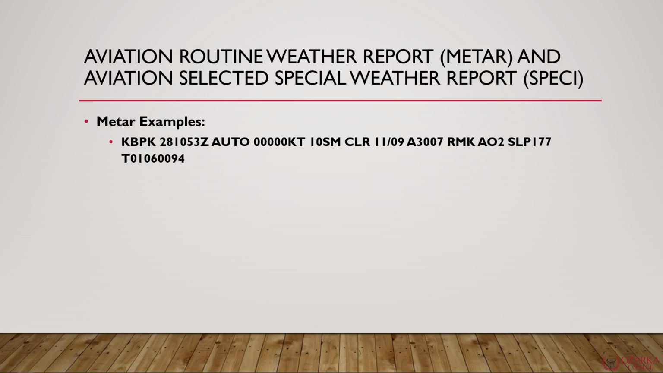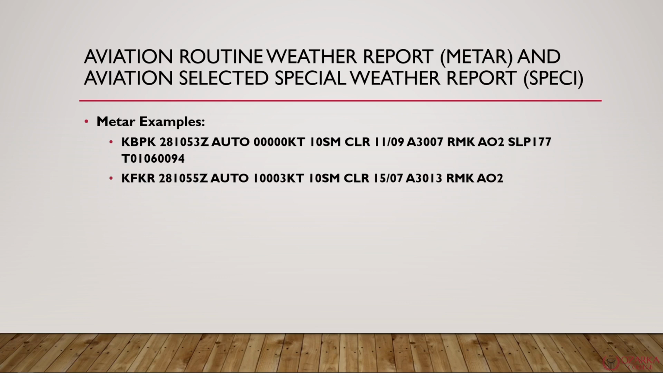The altimeter is 30.07. The remarks, this is a precipitation discriminating reporting station. The sea level pressure is 1,017.7 hectopascals or millibars. The actual temperature is 10.6 degrees Celsius, and the actual dew point is 9.4 degrees Celsius.